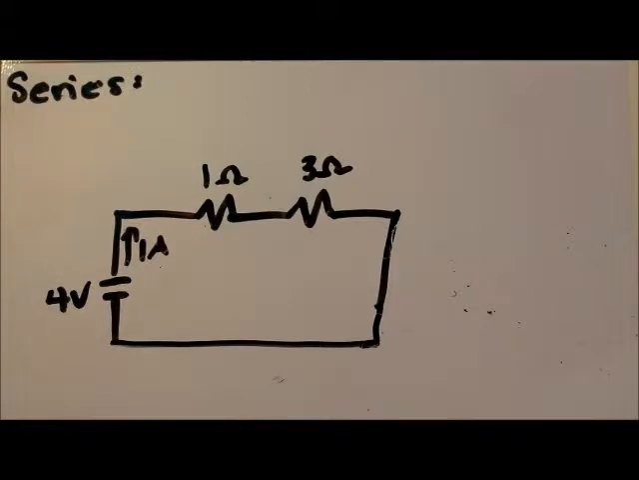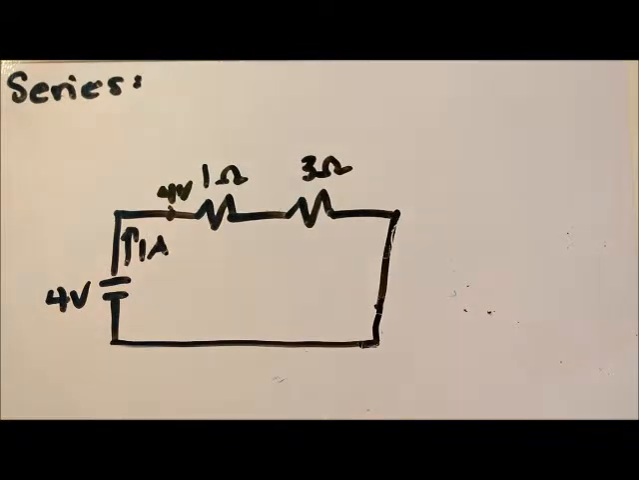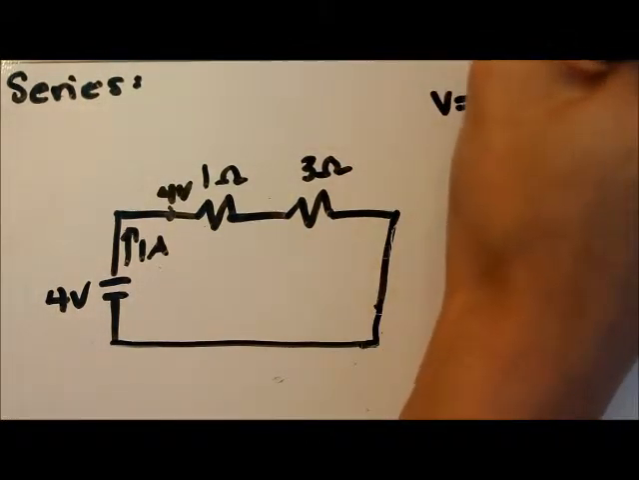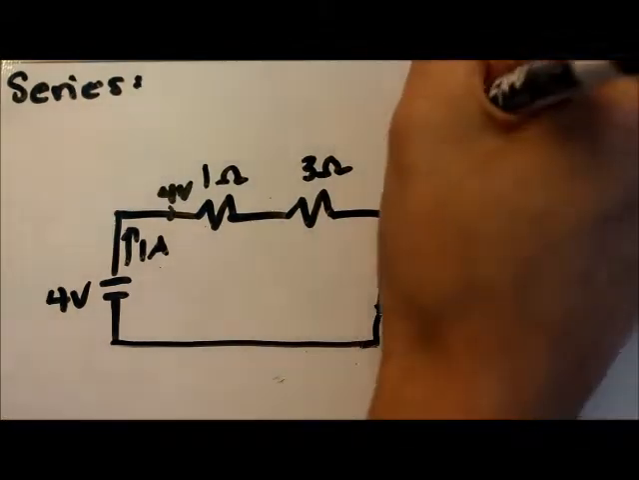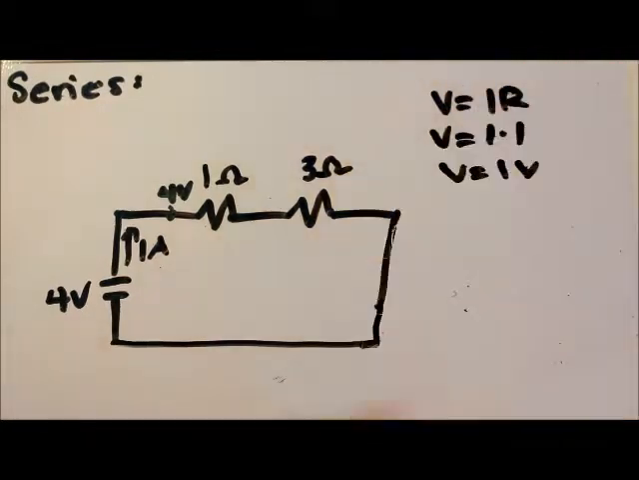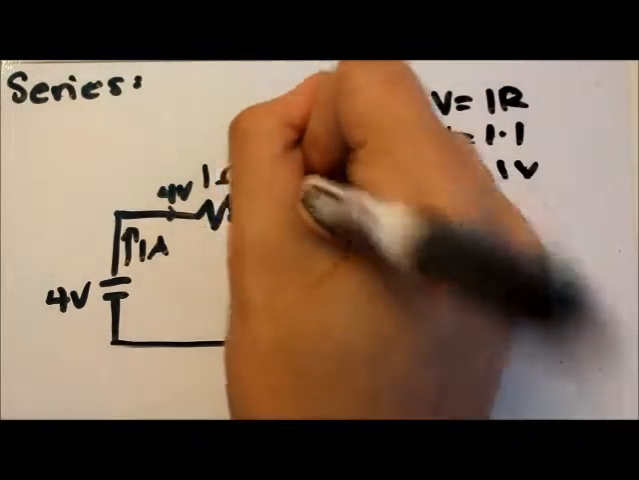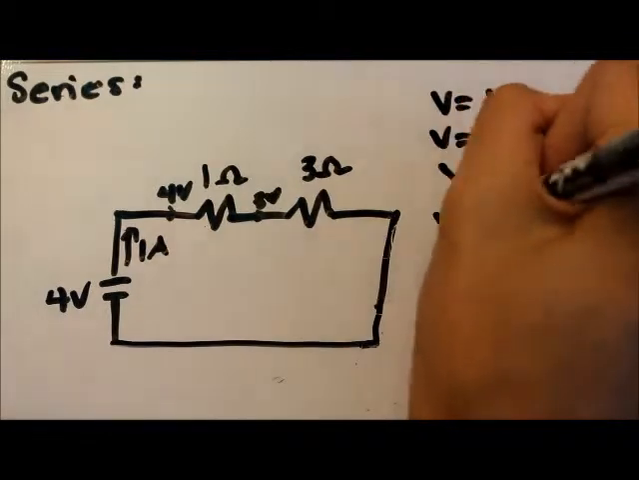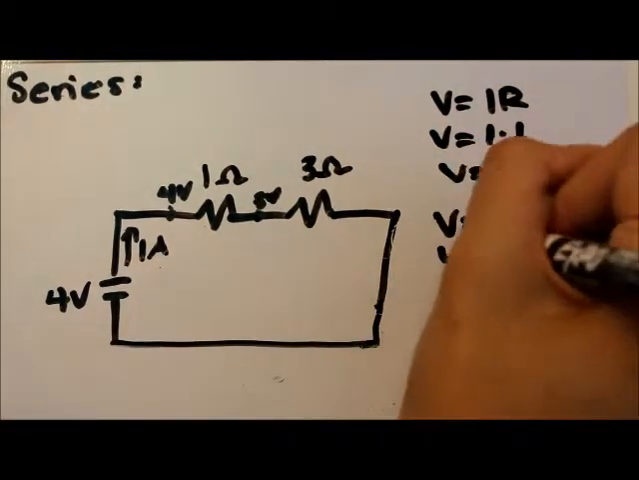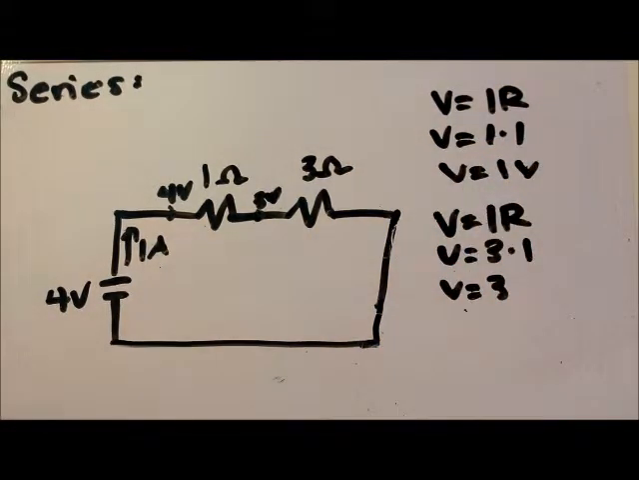Let's take a look at our first resistor of 1 ohm. Directly in front of this resistor, we have 4 volts. After using Ohm's law, we see that our change in voltage is 1 volt. So the voltage on the other side of the resistor is only 3 volts. Just before our second resistor, we have 3 volts, and when using Ohm's law, we see that the voltage will drop 3 volts, leaving us with 0 volts on the other side.